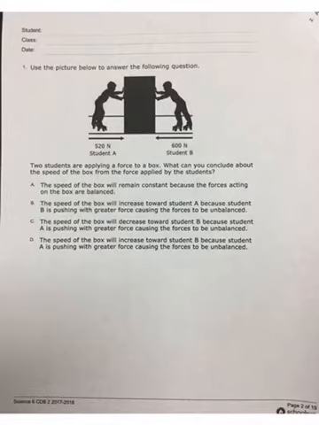B. The speed of the box will increase towards student A because student B is pushing with greater force, causing the forces to be unbalanced. C. The speed of the box will decrease towards student B because student A is pushing with greater force, causing the forces to be unbalanced. D. The speed of the box will increase towards student B because student A is pushing with greater force, causing the forces to be unbalanced.